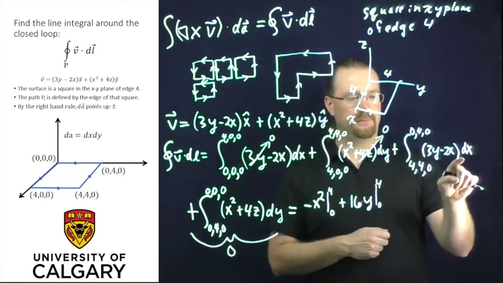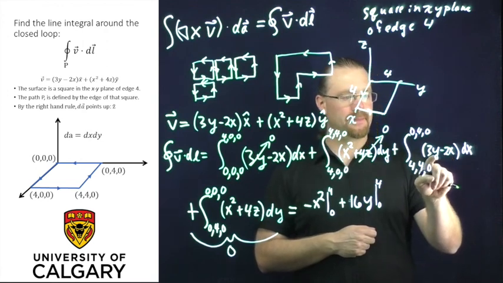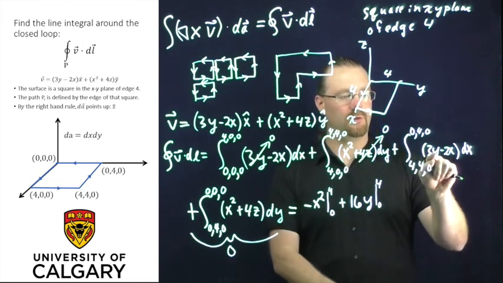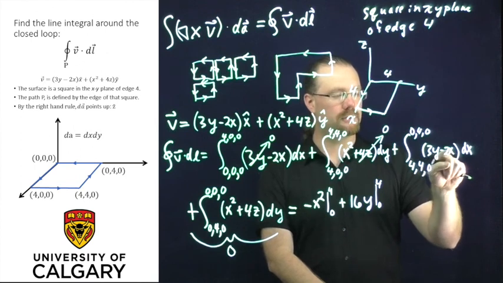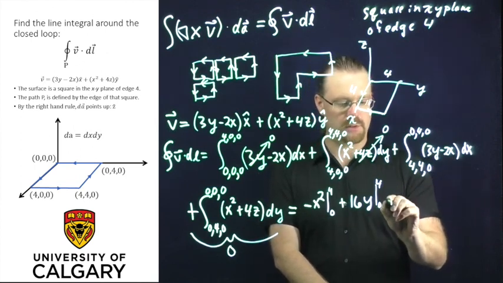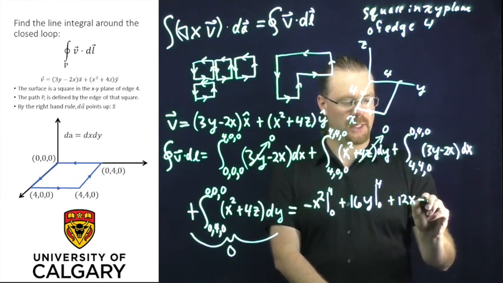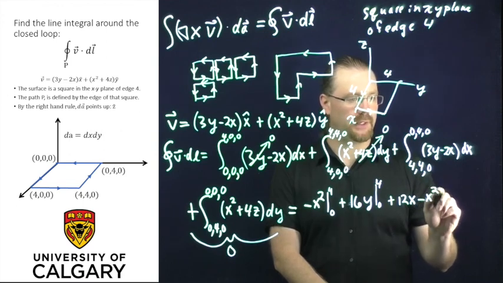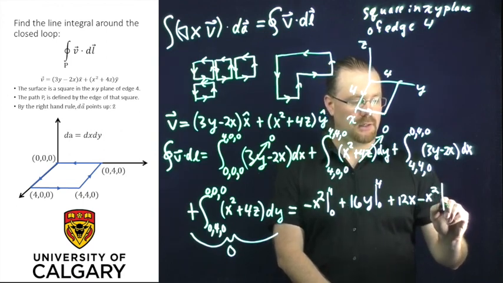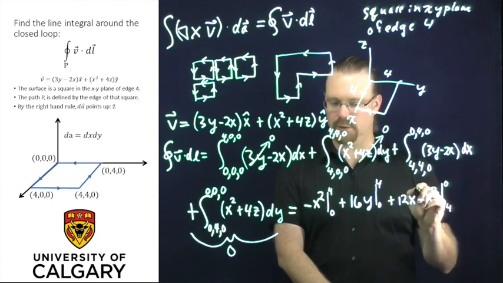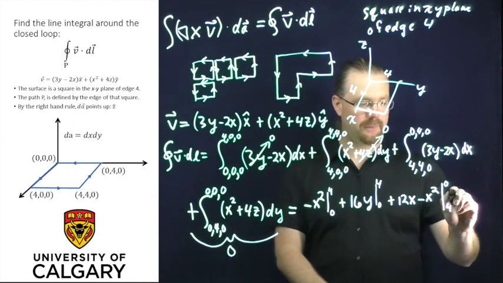And then here, y is going to equal 4. So this becomes 12 minus 2x. So this becomes 12x minus x squared. And now we're evaluating this from 4 to 0. And we've already said that this one is 0.